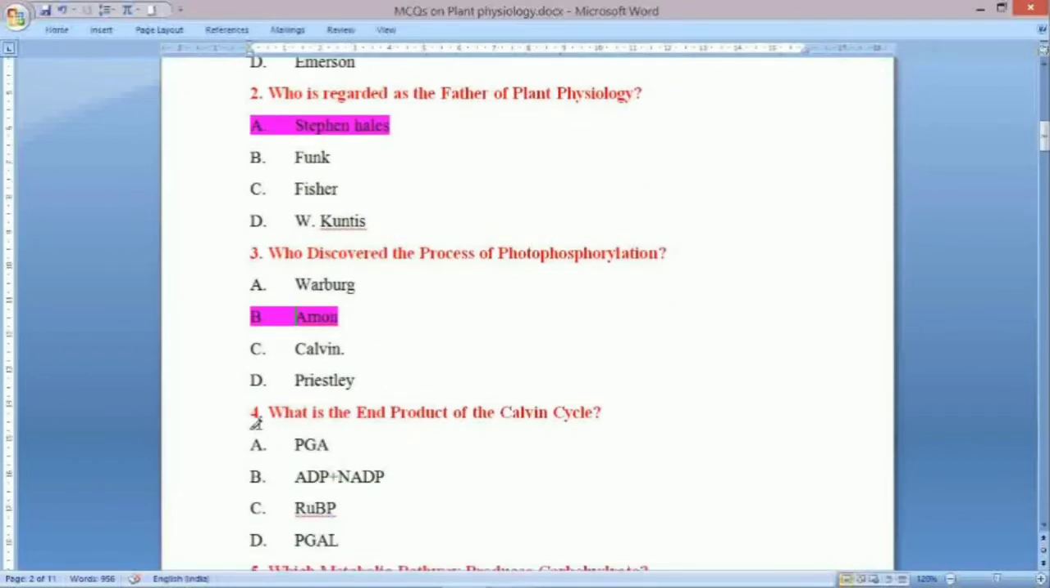Next question, question number 4. What is the end product of Calvin cycle? Option A, PGA, B, ADP plus NADP, C, RuBP, and D, PGAL. And here the right answer is option C, RuBP.